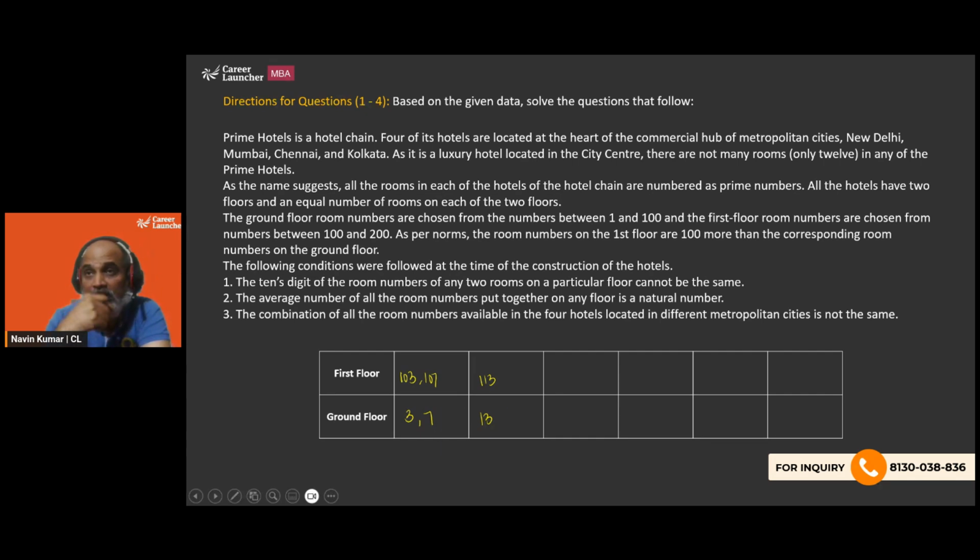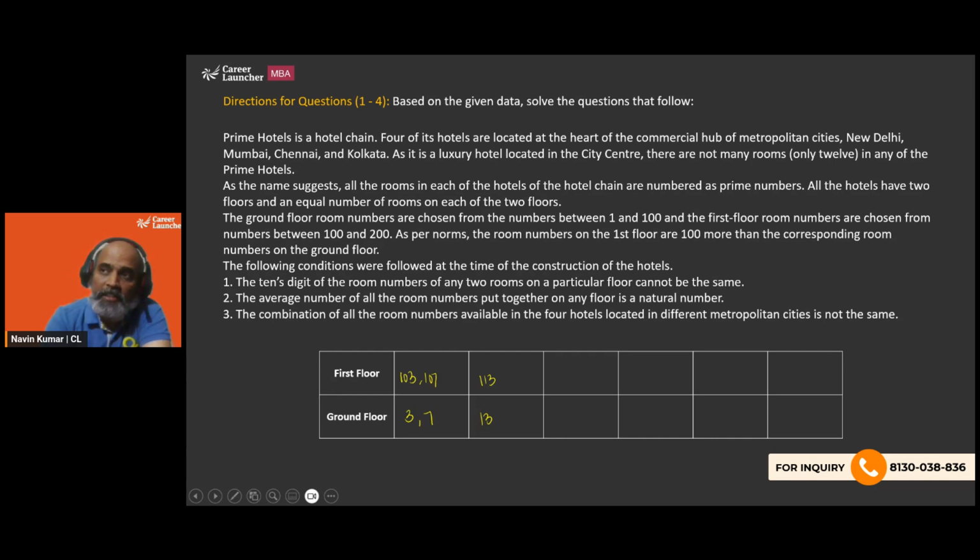Let's look at the 120s and 20s. 23 is a prime number. 123 is not. It's divisible by 3. 29 is a prime number. 129 is not. It's again divisible by 3. So no prime number in the 20s.